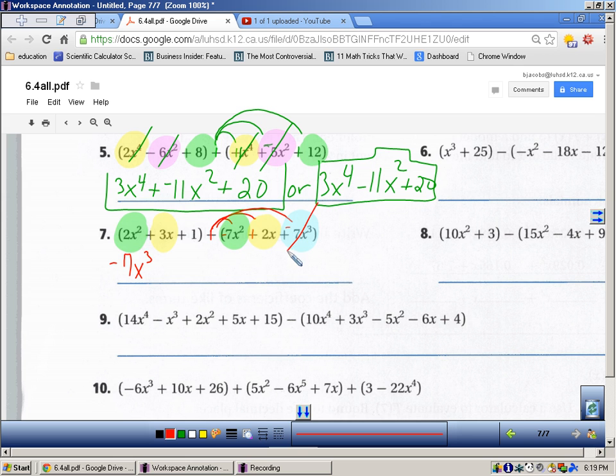So cross that off. We get 2x squared plus negative 7x squared. So 2 plus negative 7 is negative 5. So it's plus negative 5x squared, or minus 5x squared. Let's cross that off. And then we have 3x plus 2x, or 3 plus 2 is 5. So 5x, positive value. And then finally, our lone constant is positive 1. Again, you can rewrite this.